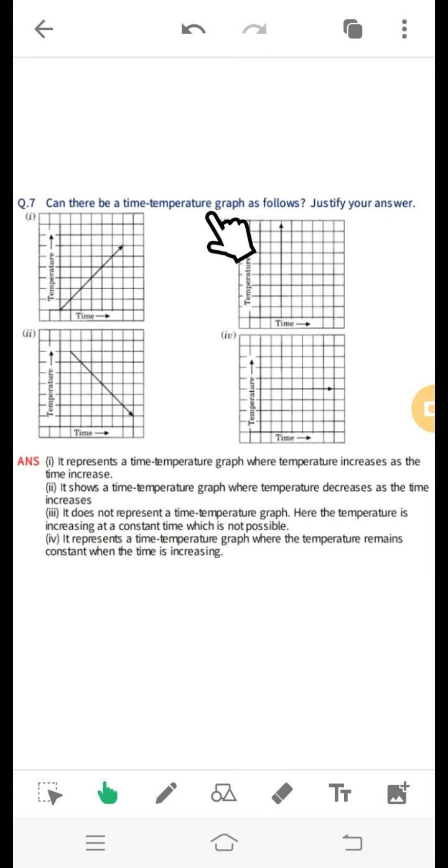Question 7. Can there be a time temperature graph as shown? Justify your answer. Here we have to observe these 4 graphs and give the answers. First graph we observe that the temperature increases as the time increases. Second, the temperature decreases as the time increases. In the third, temperature is increased at a constant time, which is not possible. And the fourth graph, temperature remains the same, means constant, when the time increases. So the first, second and fourth represent time temperature graph. Third one does not represent a time temperature graph.